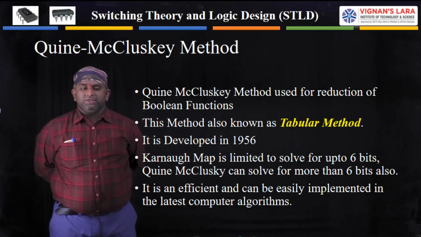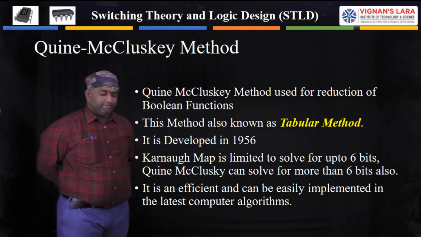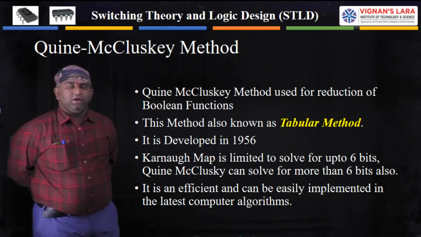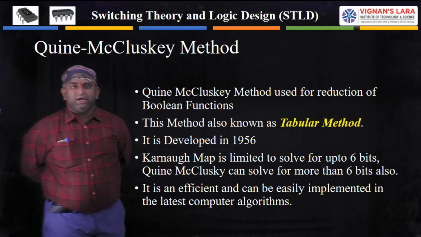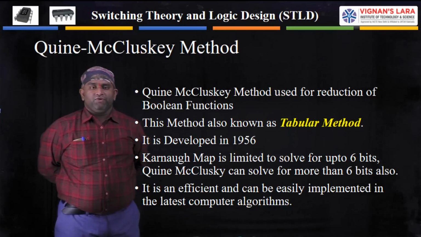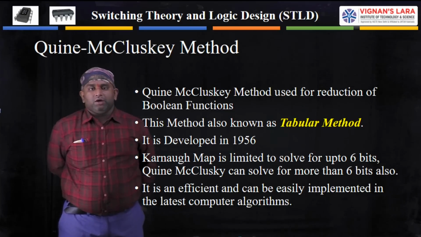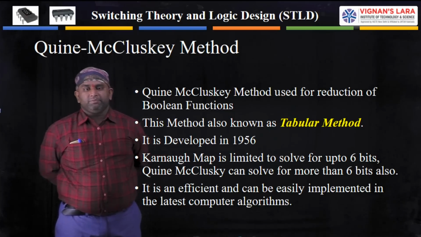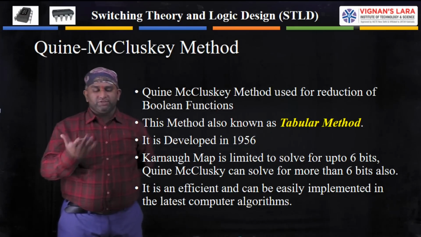The Quine McCluskey Method is used for reduction of Boolean functions. In the last class, we have seen how the K-map works for 2 variables, 3 variables, 4 variables, 5 variables and 6 variables, and how the K-map was used for simplification and how the Boolean function is minimized, right?